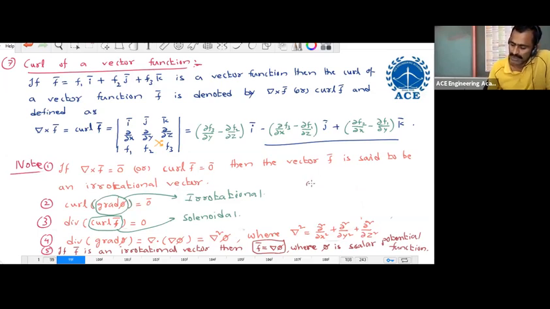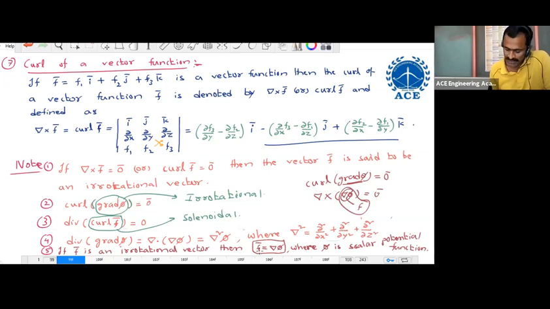let's observe this result. Curl of grad phi is always 0 bar. That is, every gradient is always irrotational. Gradient is a vector. If you write this in symbolic form, curl is del cross and grad phi is del phi, equal to 0 bar. If you replace this with some vector f bar, then del cross f bar equals 0. Here f bar is del phi. If f bar is irrotational, then f bar is equal to del phi.